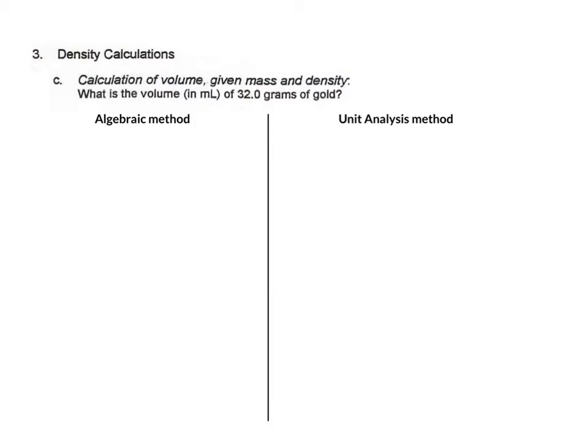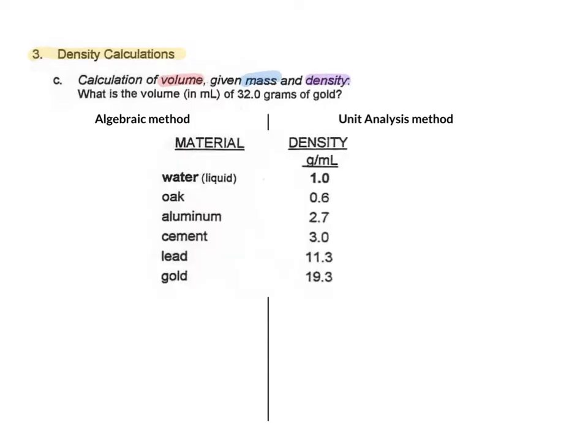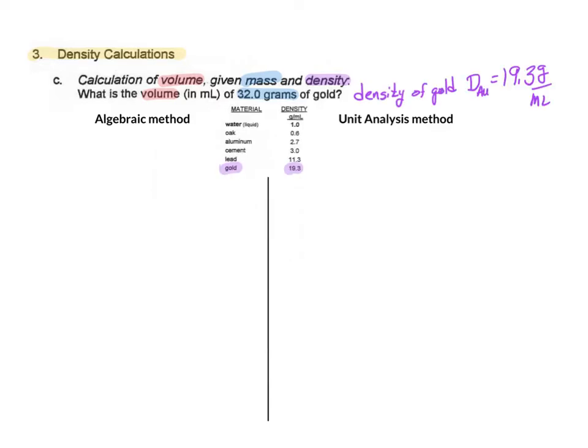And this is the third type of density calculation. In this case, we'll be looking for the volume, and we'll be given both the mass and the density of the substance. Let's start by reading the question. We see that it's asking, what is the volume in milliliters of 32 grams of gold? And again, we're given this table to tell us what the density of gold is. So we look for the density of gold. We see that the answer is 19.3 grams per milliliter.